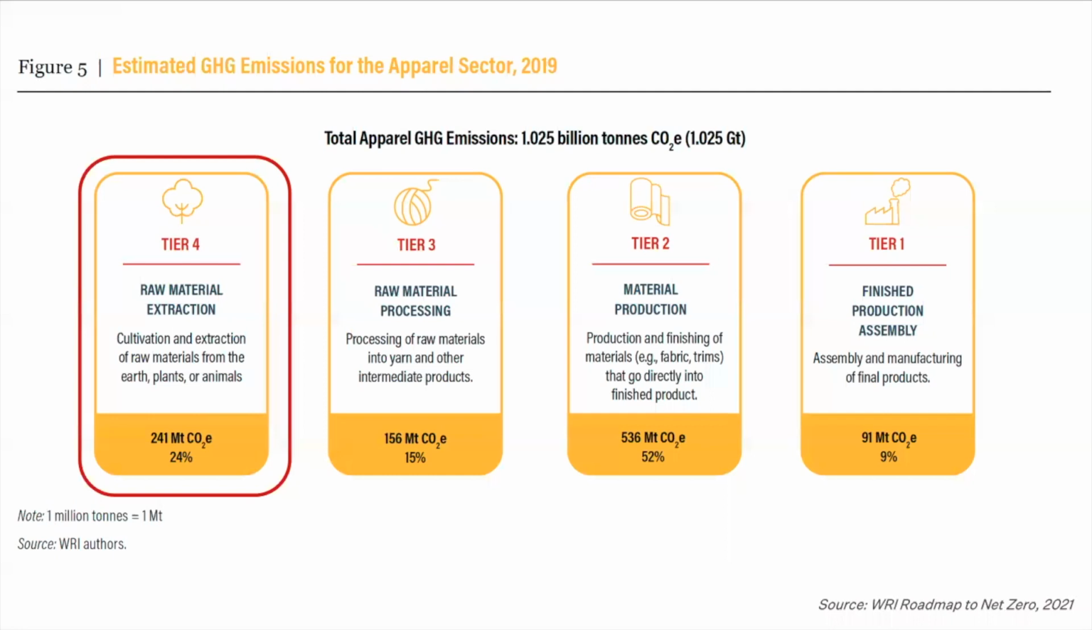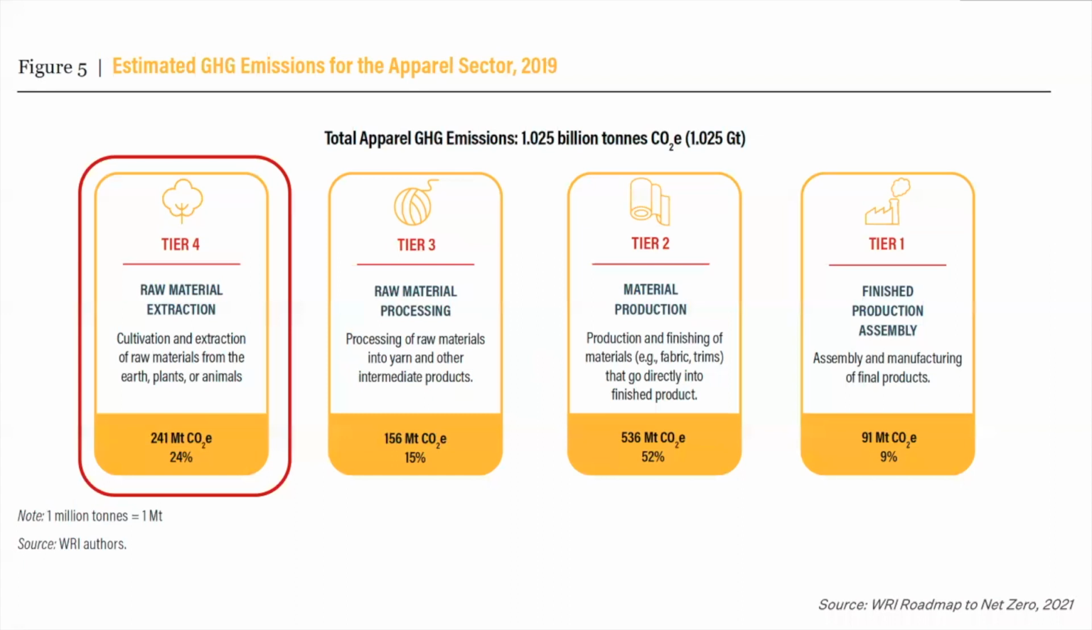So how is the cotton being grown? How are the sheep being raised? What are the emissions associated with raising the sheep that are growing the wool that you're using in your base layers? What sort of feedstocks are being used, whether it's virgin or recycled content, in the nylon that's used in your backpack? That's what we call tier 4, raw material extraction, the impacts associated with extracting those raw materials.